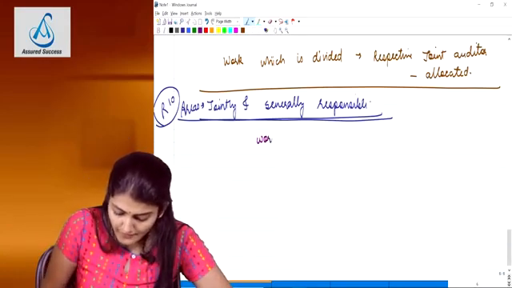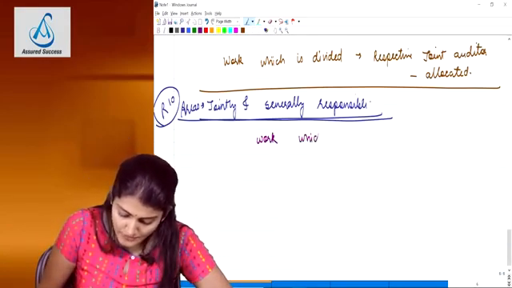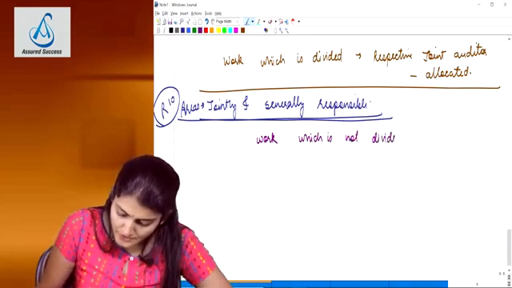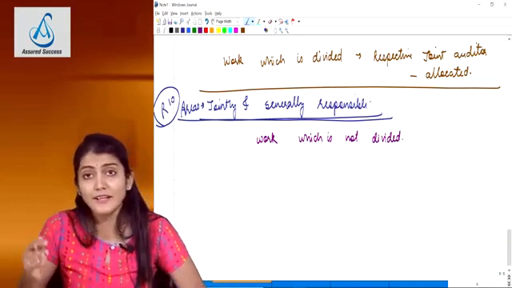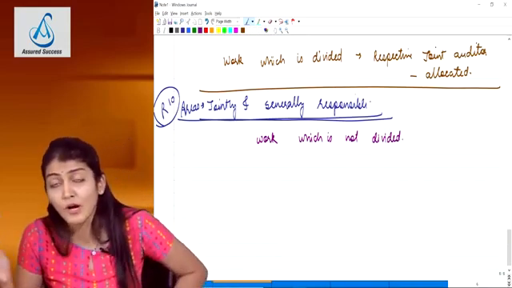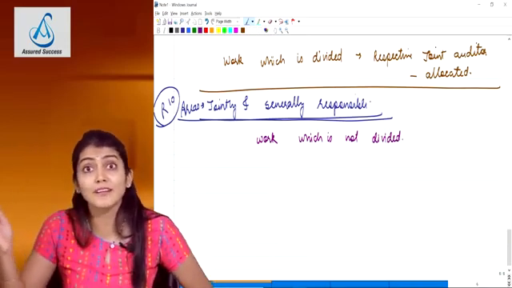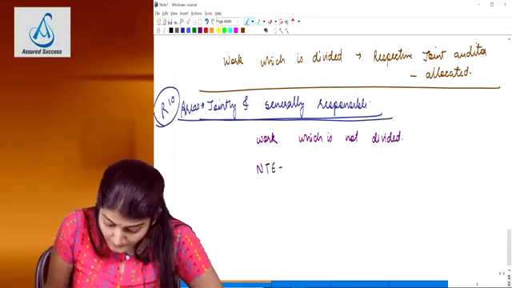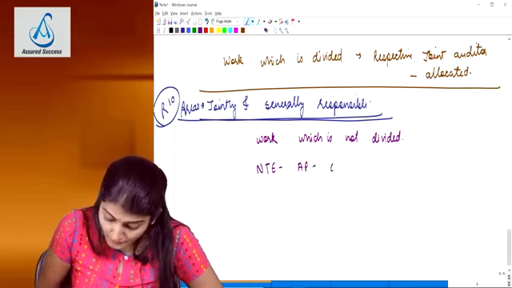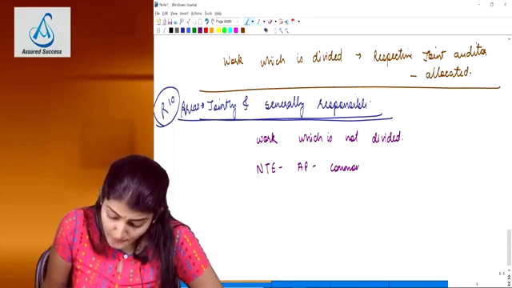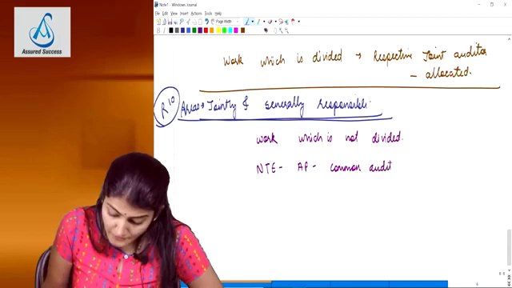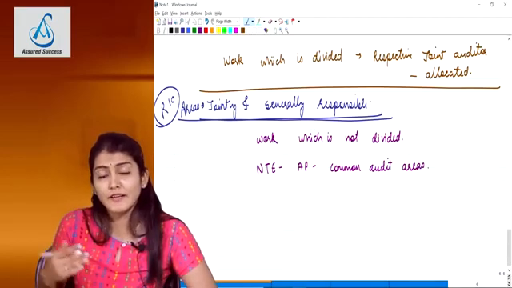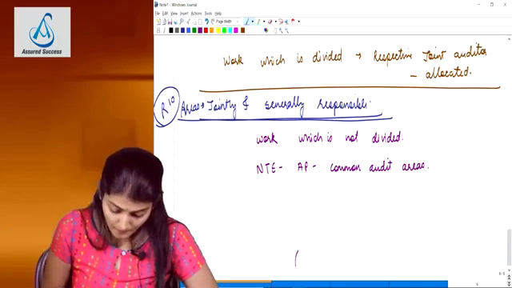First one, you would have guessed, work which is not divided. Like in our example, the joint venture agreement, for that they are jointly and severally responsible. Then, deciding upon the nature, timing and extent of the audit procedures for the common audit areas, again they are jointly and severally responsible.